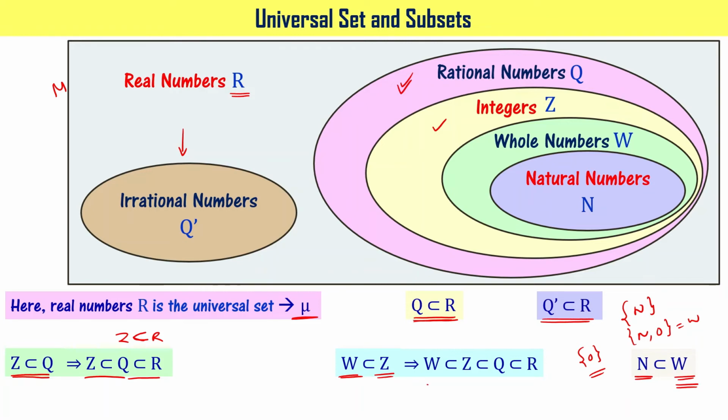Look at this. W is a subset of Z, Z is a subset of Q, Q is a subset of R, right? I can write it as W is a subset of R, W is a subset of Q. Understood now? The concept of universal set and subset. Universal set is always represented using a rectangle or square shape. Remaining sets, which are subsets of the universal set, can be represented using circles or ovals. Got it?